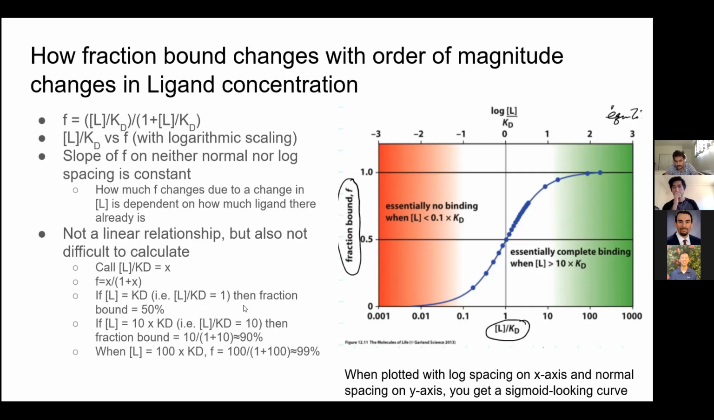It's essentially x over 1 plus x, where x is this ratio. So if L equals KD, then your fraction bound is 1 divided by 1 plus 1, or 50%. Whereas if your ratio is 10, then the fraction bound is 10 divided by 1 plus 10, which is roughly 90%. So it's pretty easy to calculate.